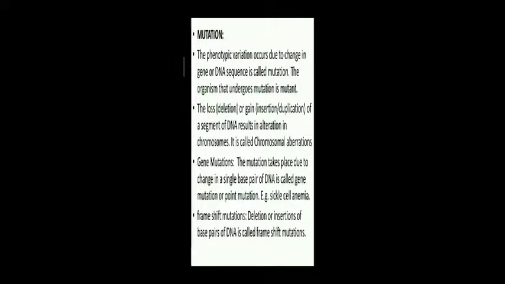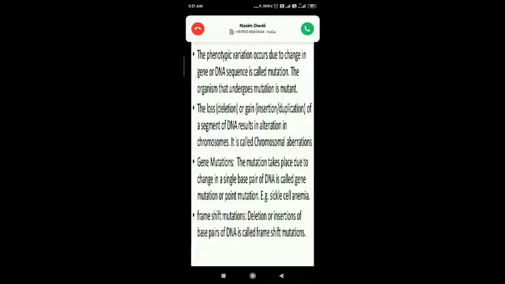Gene mutations are further of two types, that is point mutation and frame shift mutation. Whereas chromosomal mutations are further divided into structural variation aberrations and numerical variations. Further, numerical variations are of two types, that is aneuploidy and polyploidy. And aneuploidy is further divided into monosomy and trisomy. Polyploidy is further divided into autopolyploidy and allopolyploidy.